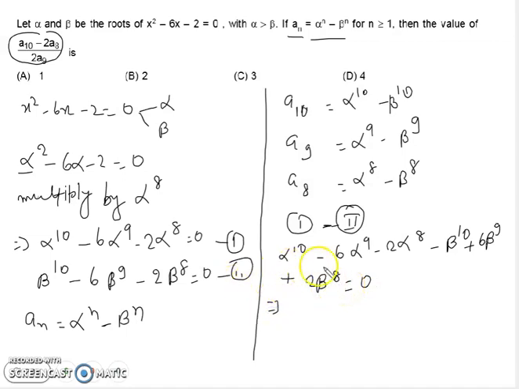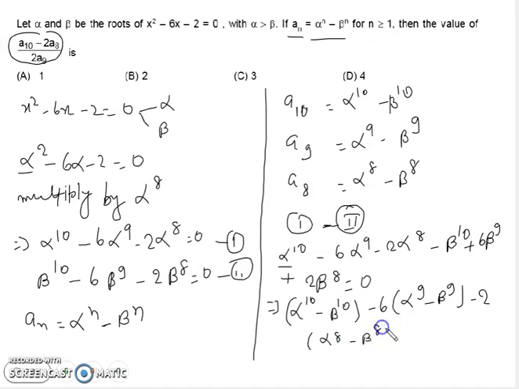Now we can take all the power terms together, just like α^8 − β^8. So α^10 − β^10, and after taking minus 6 as common we can write α^9 − β^9, and after taking 2 as common we can write 2(α^8 − β^8) is equal to 0, right?